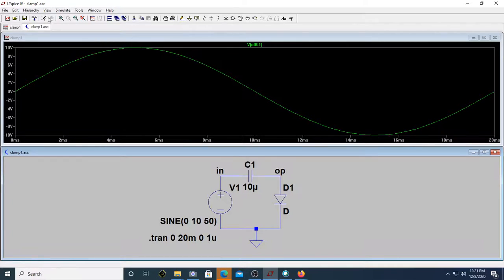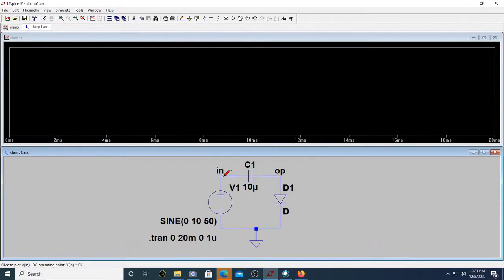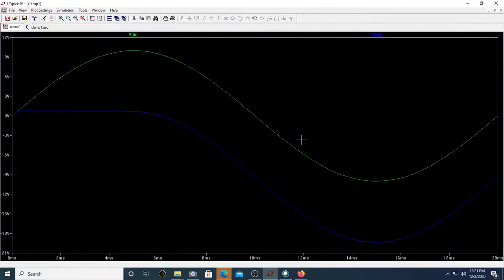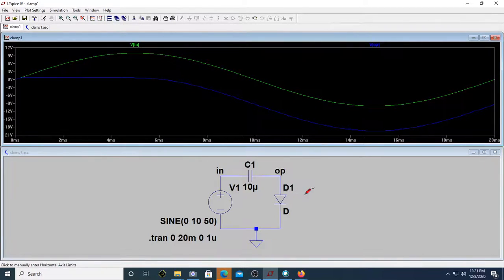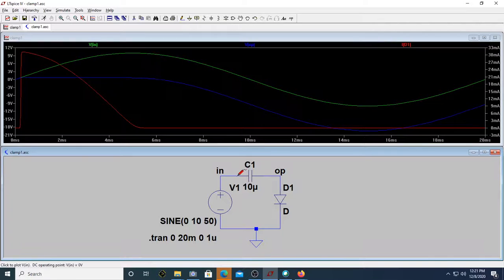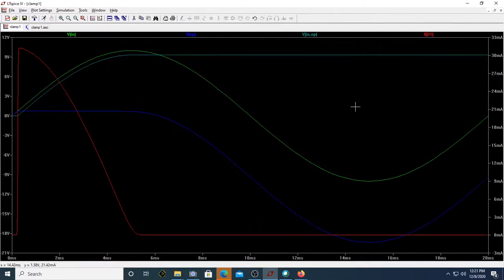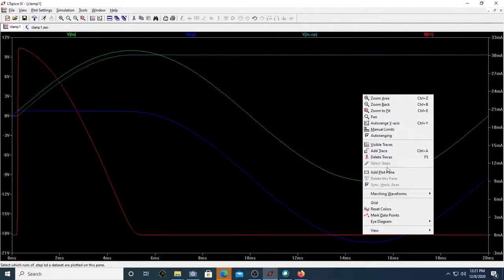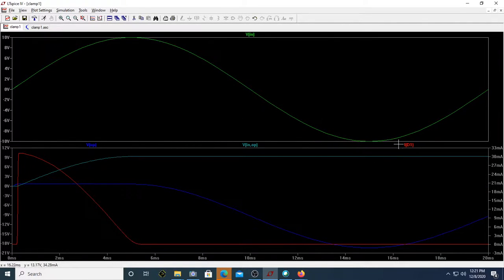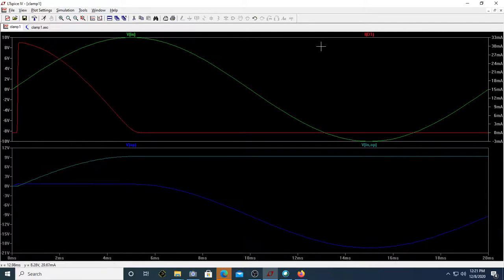Okay, let me run this again. Let me have the input. You can see this is the output. Let me just see how it happens. Let me also see the current that is flowing through this diode, so that I can make out when the diode is on and off. And let me also see the voltage across the capacitor. This is V in minus V0. This is perfect. Maybe let me put it in different panes, with the input here and the current also in the same pane.